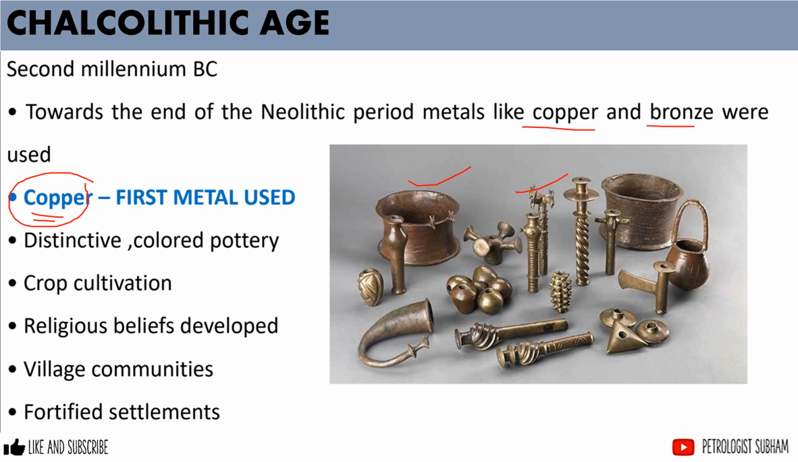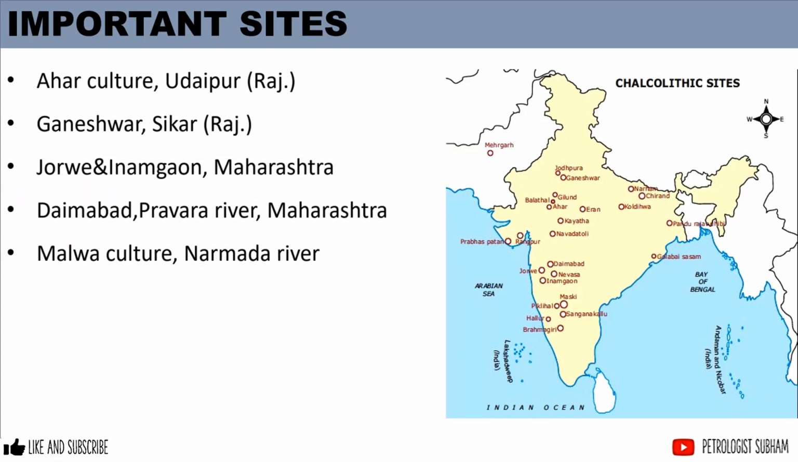Kindly ignore the sound behind. Crop cultivation, religious beliefs developed, village communities fortified, and settlements started to appear. Important sites are Ahar culture, Ganeshwar, Daimabad, and Malwa culture on the Narmada river. The important ones are Ganeshwar and Daimabad. Daimabad is very important.